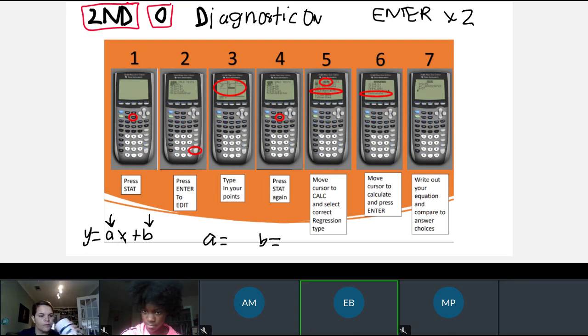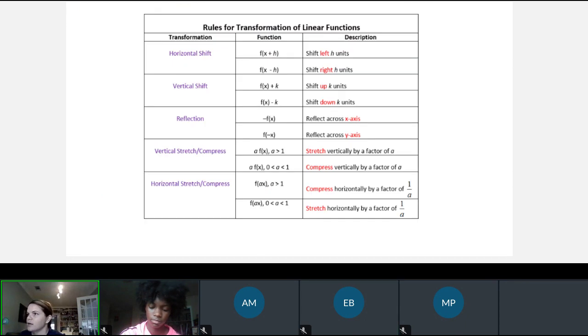Can you go back to the slide of all the rules of g of x so I can take a screenshot of it? Yes, I can. There you go. Thank you.